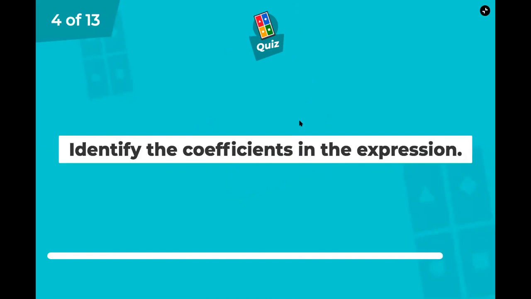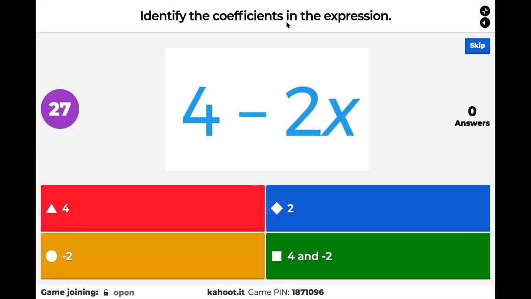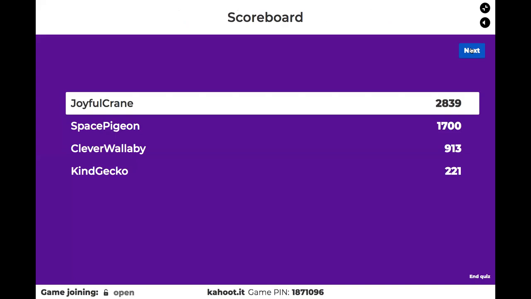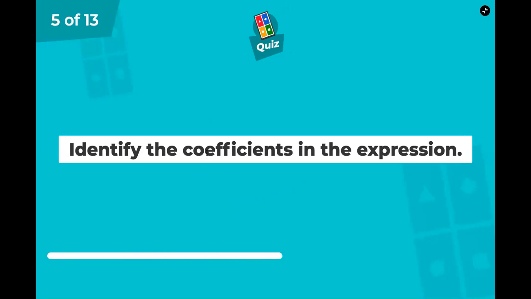Identify the coefficients in the expression. Okay, so we're doing this again. It's the number in front. Oh, oops, I'm circling the term. Okay, so it's the number that is in front of the letter. And if there's a minus sign, we need to include that. But an integer by itself is not a coefficient. Oh, look at that. Yay. 400%. So I couldn't trick you guys when I started circling the 4.